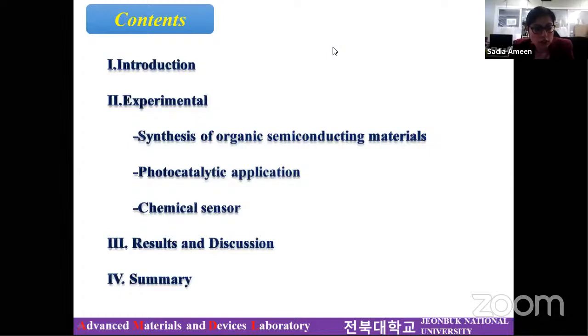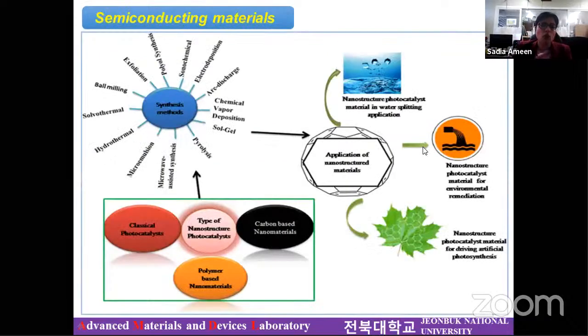I would be first discussing the organic semiconductor materials. Then I would be discussing their applications for photocatalytic and for chemical sensors. We all know what semiconductor materials are, so let me not go into details, but here I'm just giving a brief introduction about these semiconductor materials. They can be prepared from several procedures like chemical vapor deposition, sol-gel, pyrolysis, electrodeposition, and so on. And these semiconductor materials could be of any type, like carbon materials, polymer materials, or nanostructure materials. We see their applications for several purposes, like they are widely used for environmental remediations, for the photocatalytic activities, and for sensors, of course.